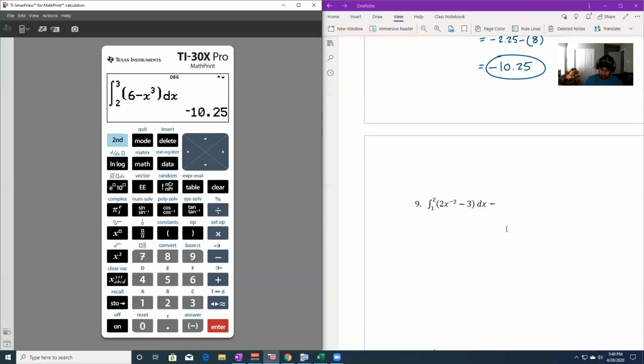So power rule on this one. So the 2 stays out, and you'll get x to the negative 1 over negative 1 minus 3x. Yeah. And then evaluate from 1 to 2. And then this becomes just negative 2x to the negative 1 minus 3x, still evaluated from 1 to 2.